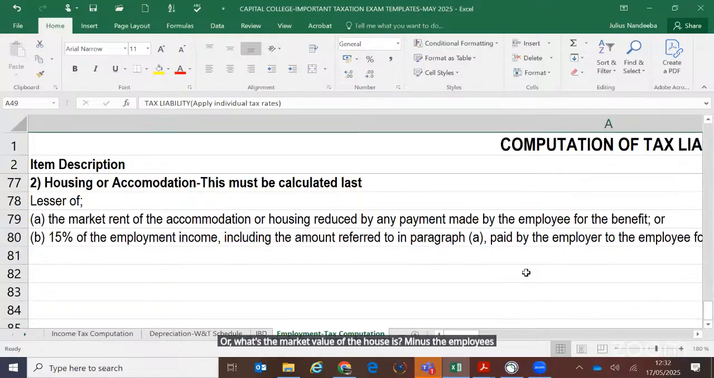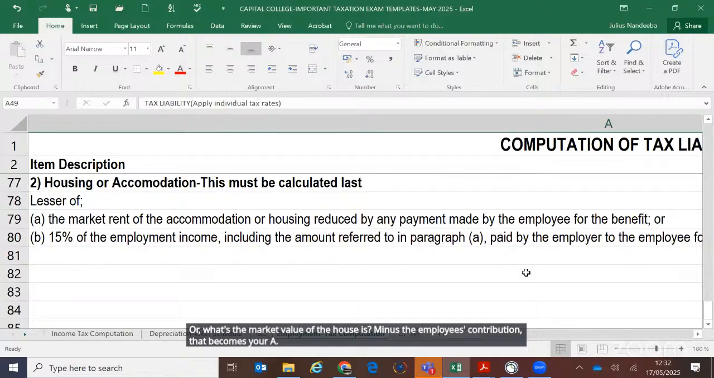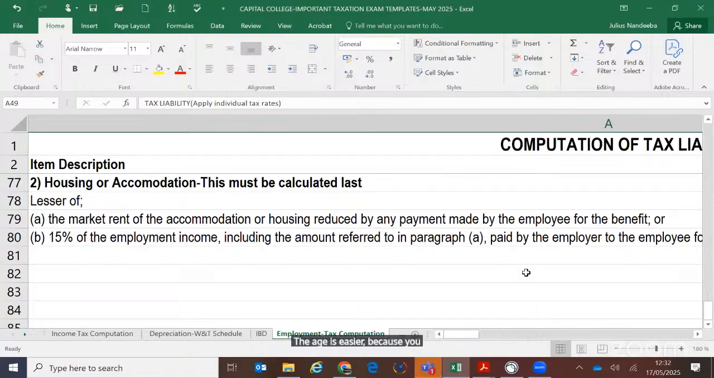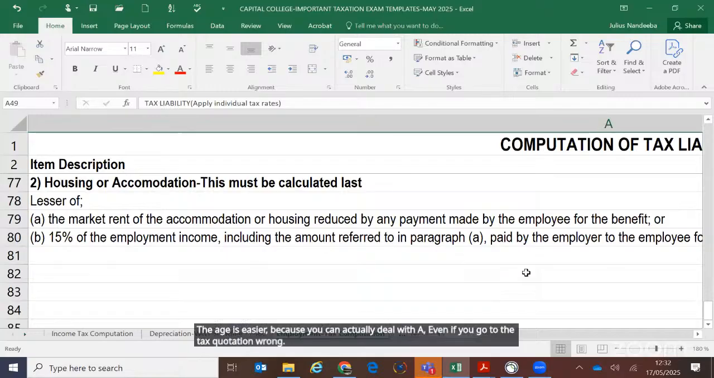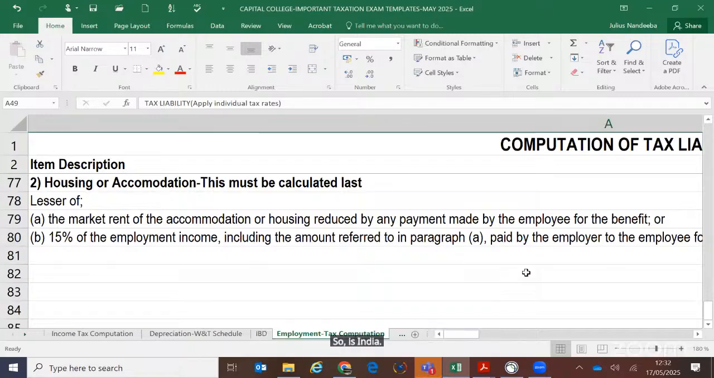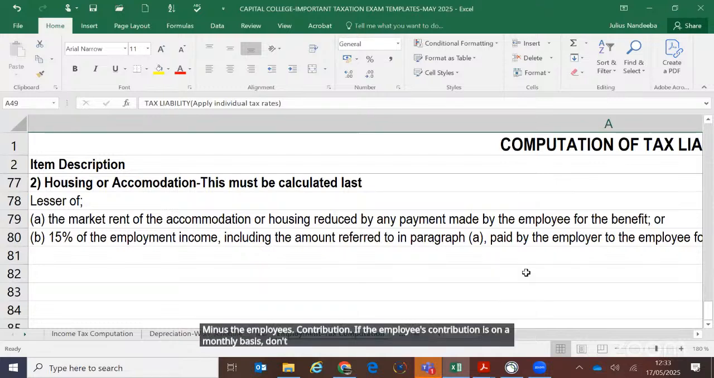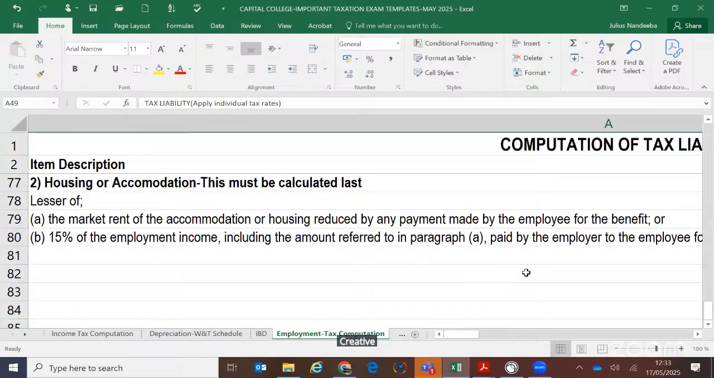That becomes your A. The A is easier because you can actually deal with A even if you got the tax computation wrong. So A is easier. The annual market rent minus the employee's contribution. If the employee's contribution is on a monthly basis, don't forget to multiply by 12. Then you compare that with B. That's where problems start.